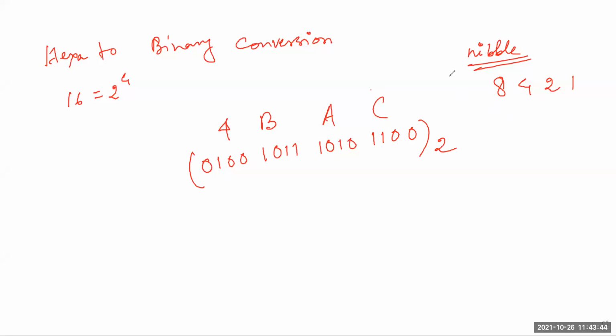Just remember that for hexadecimal, you consider 4 bits, and in octal it is 3 bits. So this is the result for this hexadecimal number: 0100101110101100. Is it clear for all of you? Yes, sir. No, sir. Okay.